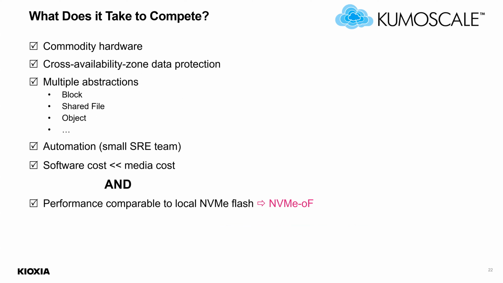Well, first, commodity hardware. Enterprise storage arrays are built with a very high degree of internal redundancy and involve custom hardware that makes a lot of sense at small scale, but stops making sense at the kind of scale that you need to compete with the public cloud providers. They need cross availability zone data protection, of course. The expectation is that data is never lost and remains available even in the event of fairly major outages.